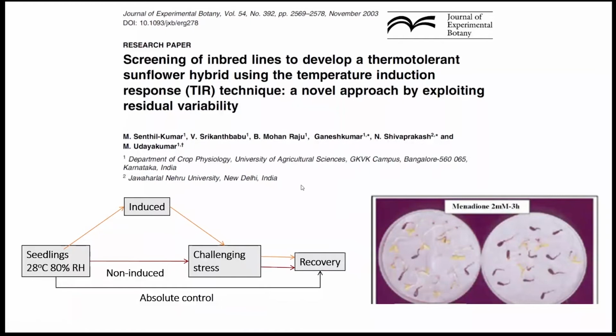This procedure simply involves exposing the seedlings to menadione. There are two parallel treatments apart from the control that go into this experiment. One is a set of seedlings that are pre-induced with sublethal levels of menadione. The other are directly kept in the menadione solution of the challenging concentration, which is lethal to the seedlings. Ultimately, all three, including the control, are allowed to recover. The observations on both survival as well as the rate of recovery are recorded. So this methodology has already been established.